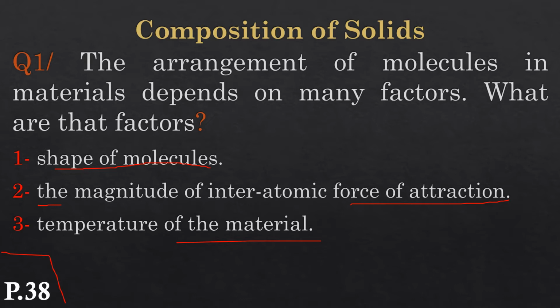The arrangement of molecules in a material depends on many factors. These are the important factors. The shape of molecules is important. The magnitude of the interatomic force of attraction, whether they are close to each other or not. The temperature of the material is so important. So these are the important factors that the arrangement of molecules in materials depends on.